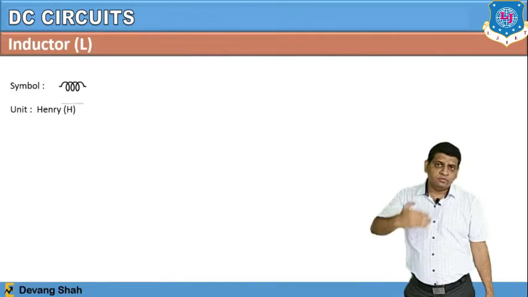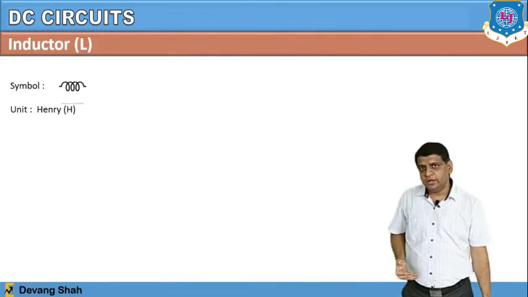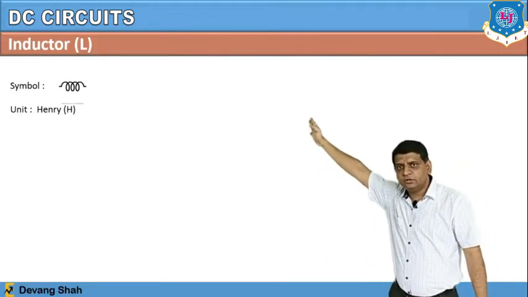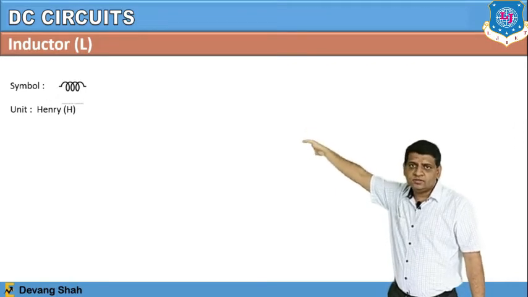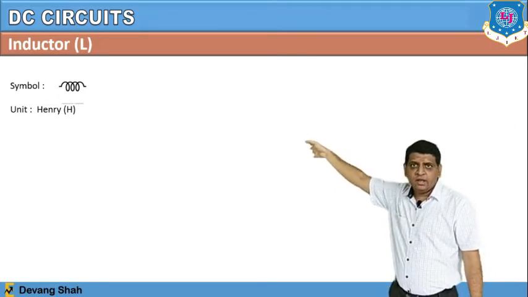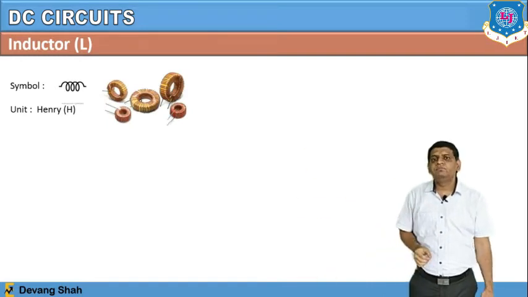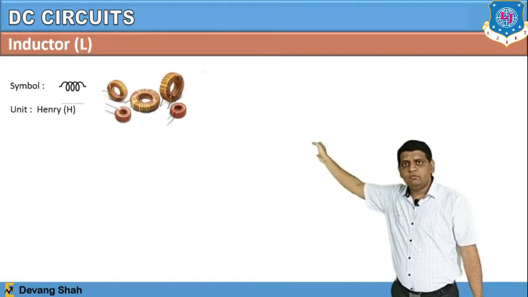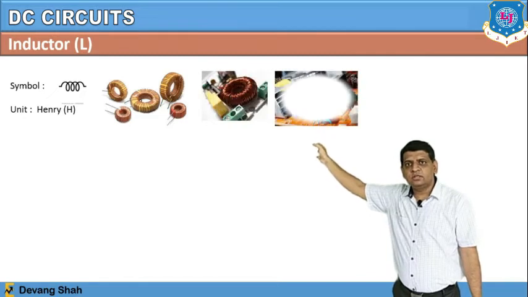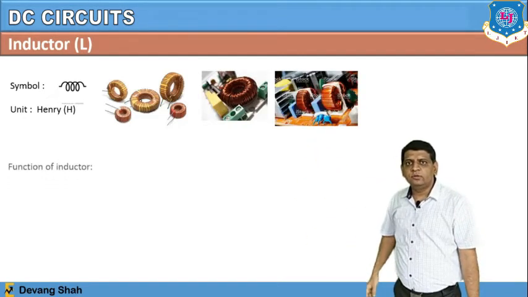Now our next component is called the inductor. This is the symbol of an inductor. Its unit is the henry, and when you go to the market you can find inductors that look like this, and if you want to use them in a circuit, you can see all the components used in PCBs, right?